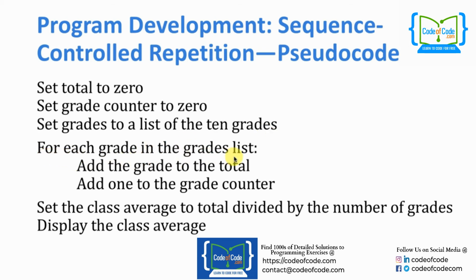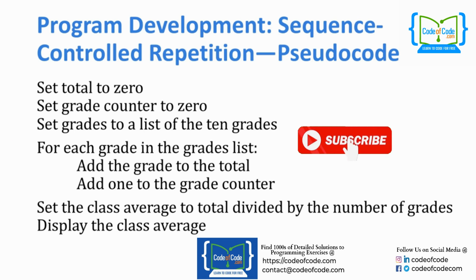Then we're going to walk through all those grades, and for each of the grades in that grades list, we're going to take the current grade and add it to the total, and we're going to add 1 to our grade counter. So when we get to the first grade, we'll add it to the total, which is currently 0, and then we'll add 1 to the grade counter. Then we'll go back to the top of the loop and we'll do it again for the second grade, and the grade counter will get incremented to 2, and we'll do it for the third grade, and the grade counter will get incremented to 3, and this will continue until we've walked our way through all 10 grades.